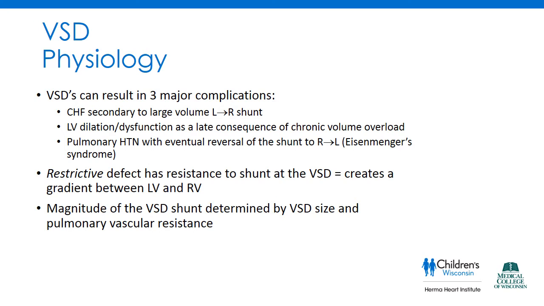We also look at the magnitude of the VSD and the shunt. That magnitude is really determined by 2 factors: both the VSD size and the pulmonary vascular resistance. So even if you had a very large VSD, if you had high pressures on the right side, you might not have a significant left to right shunt, because the pressures on the right are typically lower than the left. If those pressures on the right are higher, then there can be an equalization of pressure, and blood flow won't preferentially go across that hole.